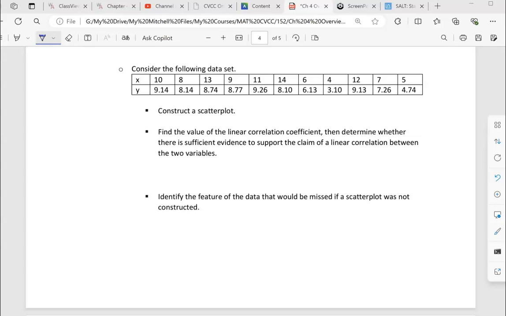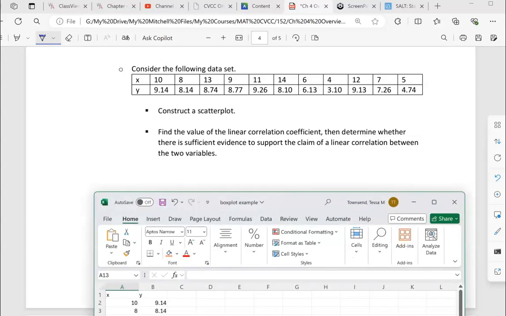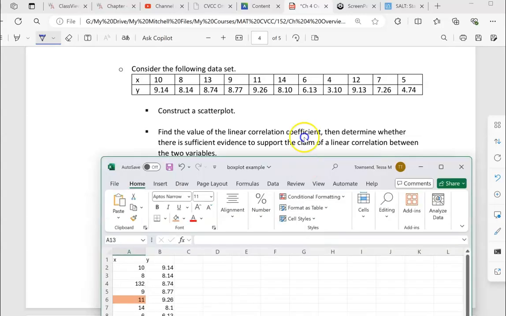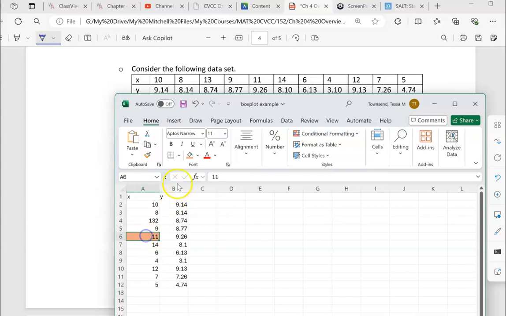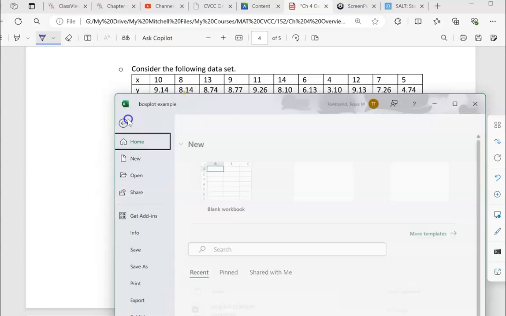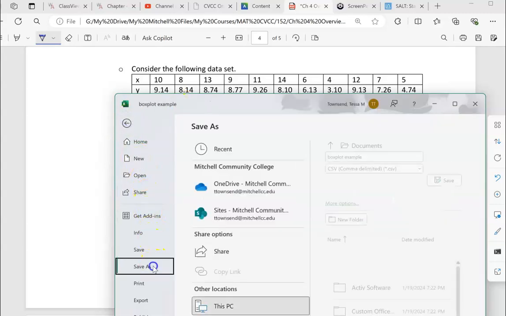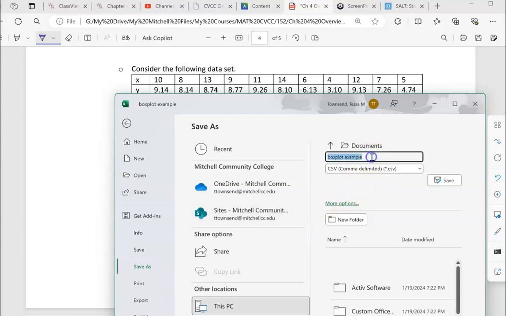So let's look at a few examples. So we've got a data set here, and I'm going to type everything in Excel, and I'm going to use Salt. So I've typed everything into Excel. So labels in that first entry of the first column and second column. Let's see, it looks like I've got a typo there. There we go. So I'm going to save this. Remember, you gotta save it as a CSV file.